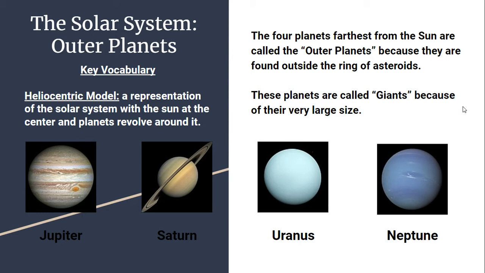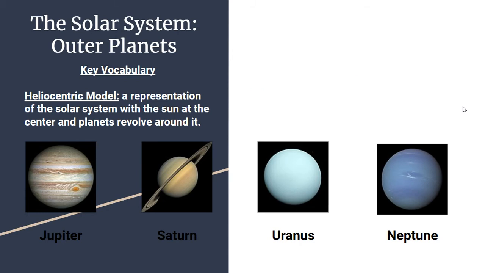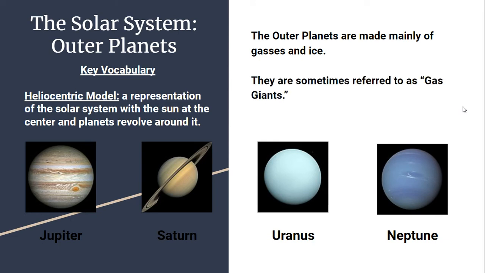It's important to remember that these pictures in the presentation are all the same size, but the planets themselves actually differ in size, and so these images are not to scale. These giant planets are primarily made out of gas and ice, and so we refer to them as gas giants.